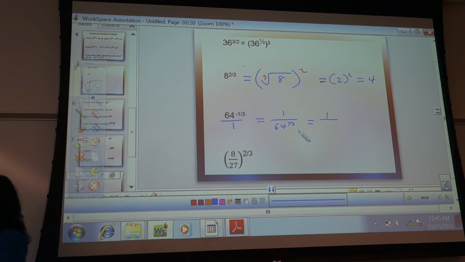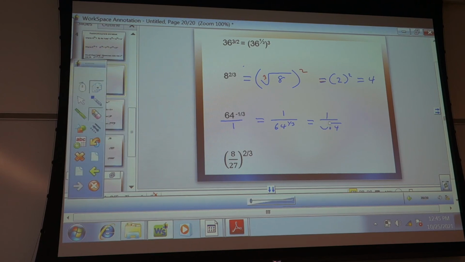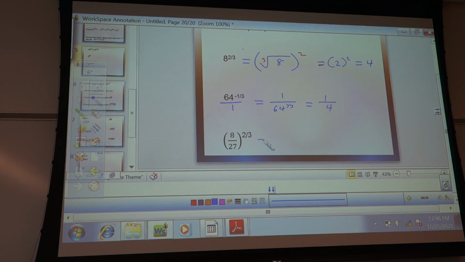Okay, so 64 to the 1/3. Do you want to put it like that first? Do you feel better about that, or do you want to just leave it like this? Either one's okay. But what multiplied by itself 3 times gives me 64? 4. Is everybody all right with that part? Okay, good.